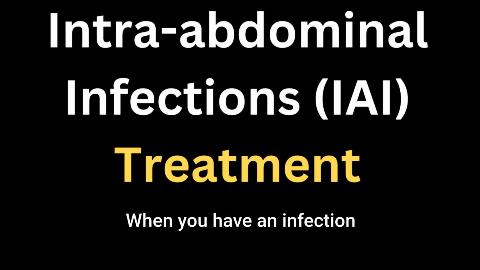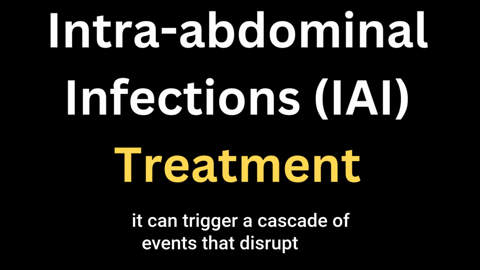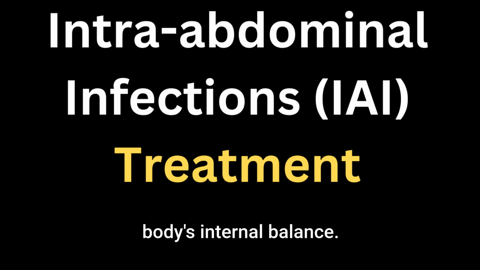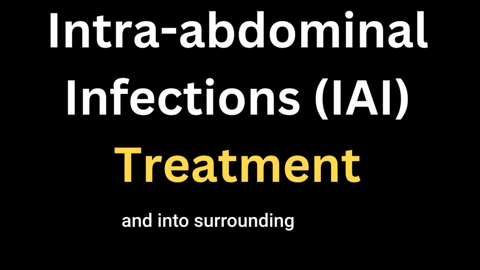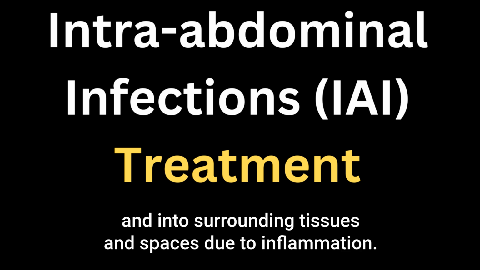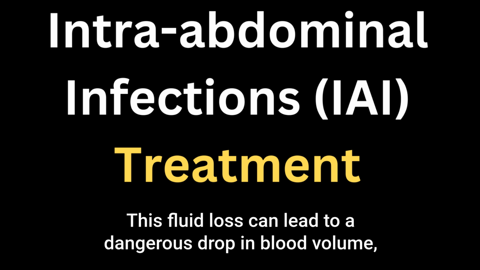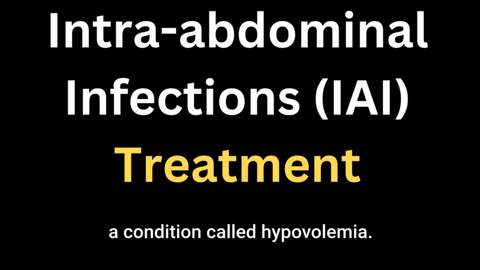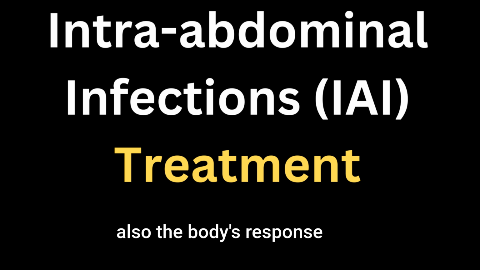When you have an infection brewing inside your abdomen, it can trigger a cascade of events that disrupt your body's internal balance. One of the major concerns is fluid shifting out of your blood vessels and into surrounding tissues and spaces. Due to inflammation, this fluid loss can lead to a dangerous drop in blood volume, a condition called hypovolemia. So it's not just the infection itself that's a problem, but also the body's response to it.